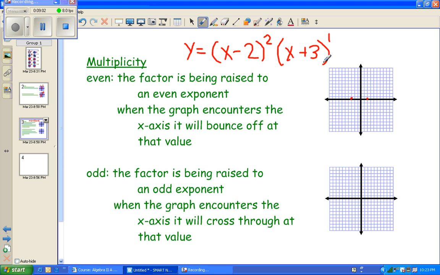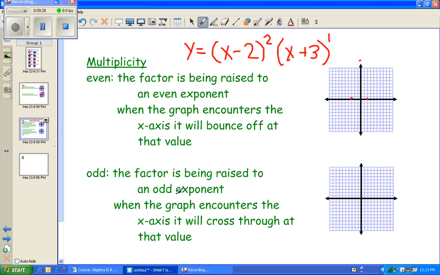You could multiply this out to get it in general form, or if you wanted to figure out what the y-intercept is, you plug 0 in for x, so that would give you negative 2 squared is 4 times 3 is 12. So you know that it's going to have a y-intercept of 12, which is probably up here somewhere.